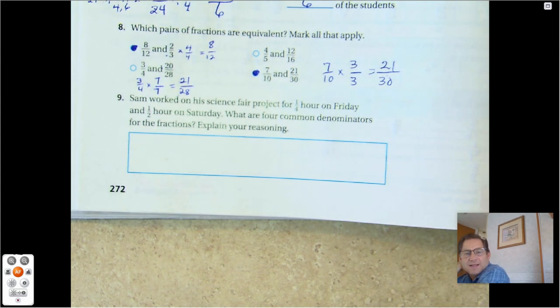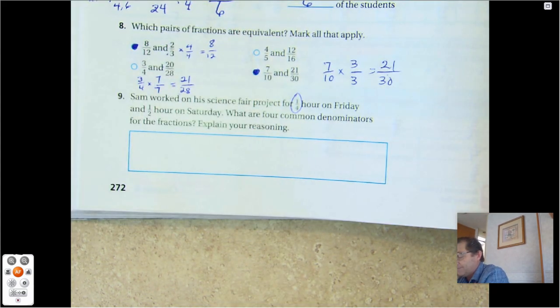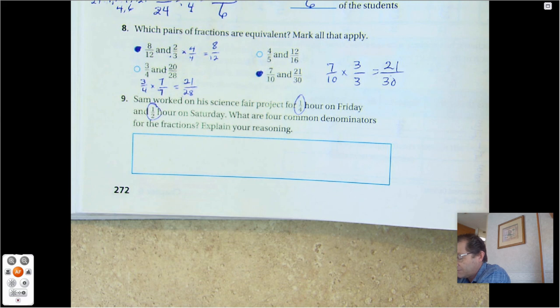Number 9. Sam worked on his science fair project for 1/4 of an hour on Friday and half an hour on Saturday. What are 4 common denominators for the fractions? And explain your reasoning.